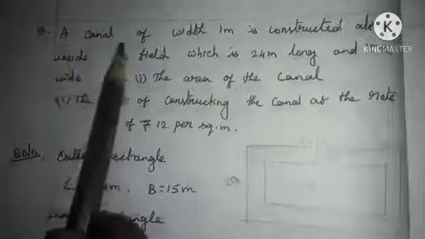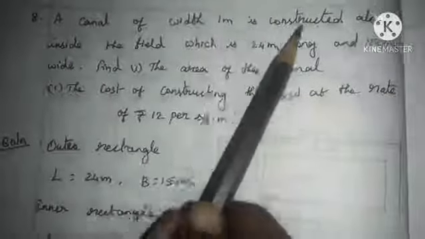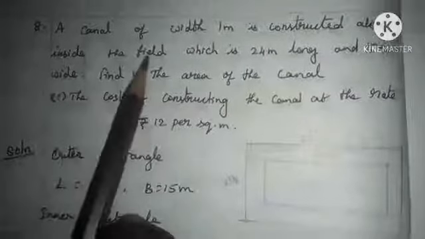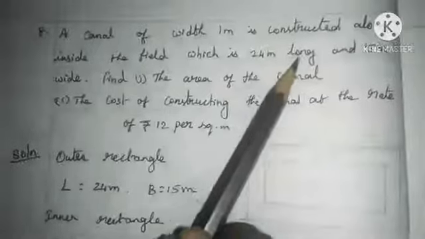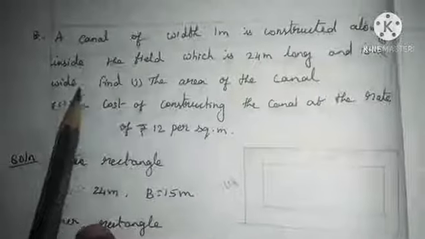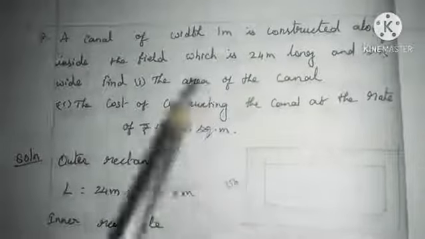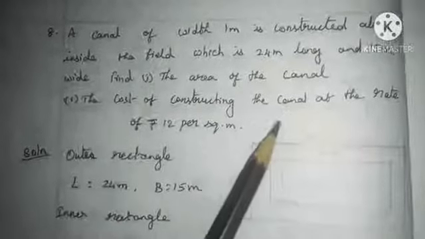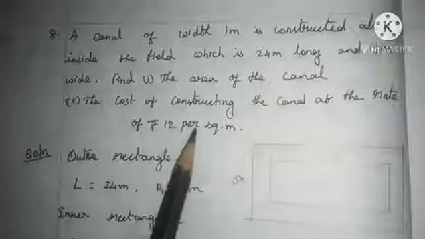Eighth sum, a canal of width 1 meter is constructed along inside the field, which is 24 meter long and 15 meter wide. Find the area of the canal and the cost of constructing the canal at the rate of rupees 12 per meter square.